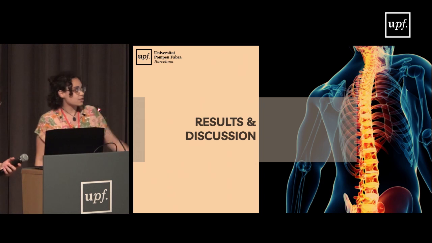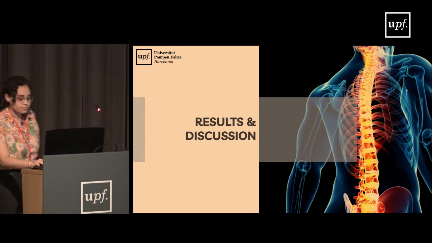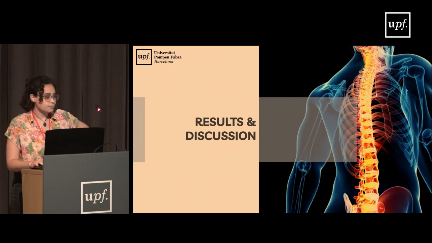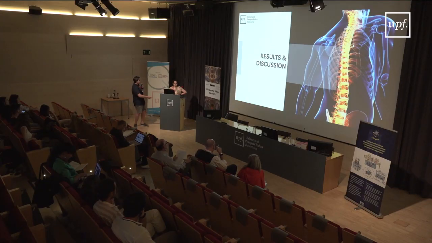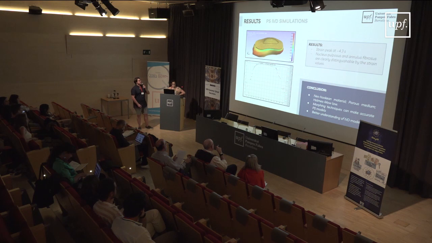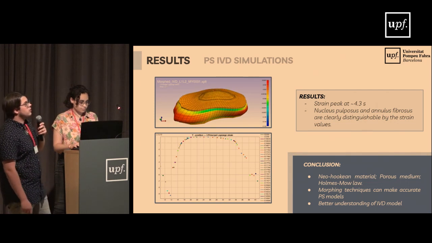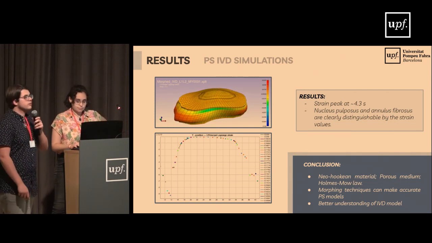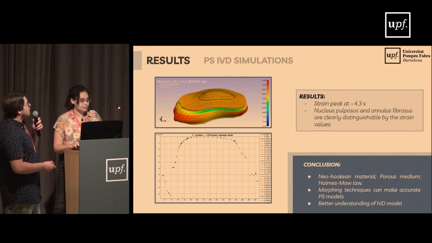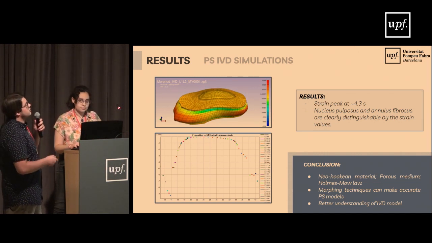Now we'll explain the results and discussion. Okay, so we performed 4 experiments. The first one was regarding the IVD disc. We had some problems with it, but in the end we managed to give you some good results, where we can see that the strain peak on the IVD, in the morphed IVD disc, happens at step 4.3 seconds. And this kind of simulation also enables us to differentiate the nucleus pulposus and the annulus fibrosus through the principal Lagrange strain graph versus the Y position.